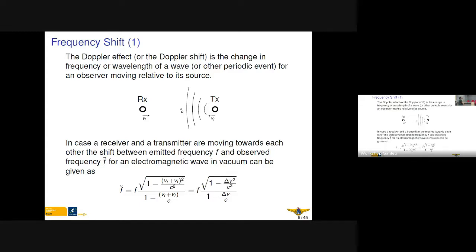So we have F tilde is equivalent to the emitted frequency F, and then we multiply by this factor. And this factor is dependent on the velocity of the receiver, the velocity of the transmitter, and the speed of the propagation of the wavefront, so the speed of light in our case. And we can reformulate this here and say, okay, we only consider the delta V here, which is the relative velocity between transmitter and receiver.